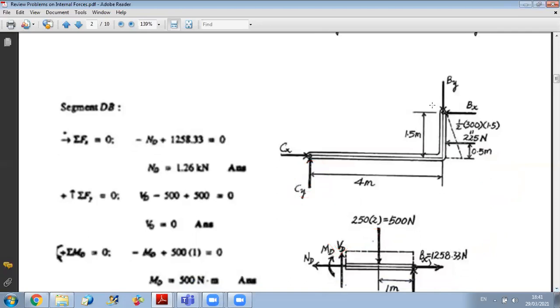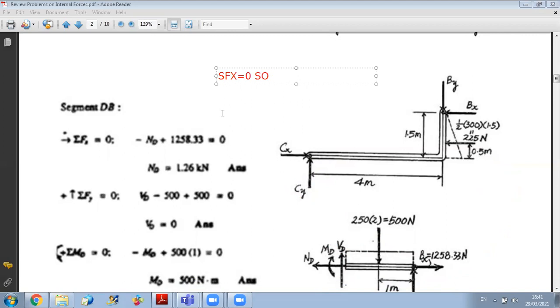Okay. Now for BC, first I can write that sum of forces along x equals 0. This will give me that, Doctor, excuse me, but did they ask us to get all the reactions and we must get Cx, Cy?